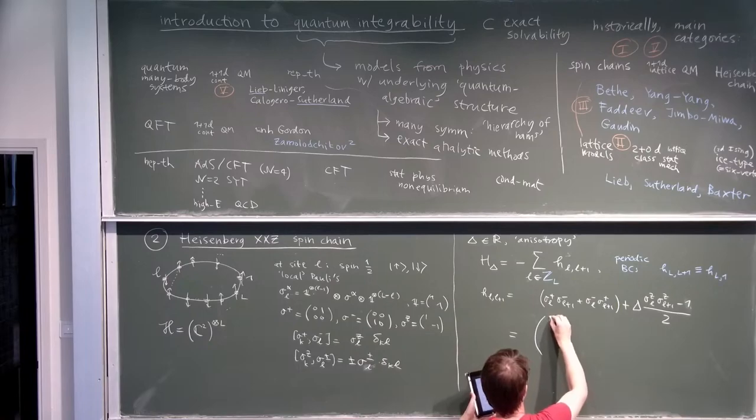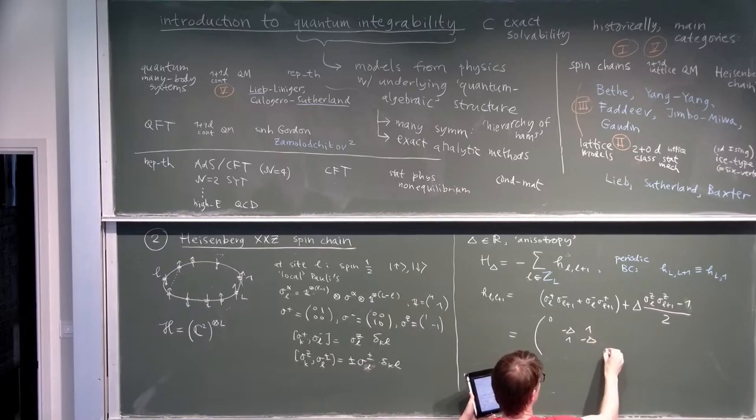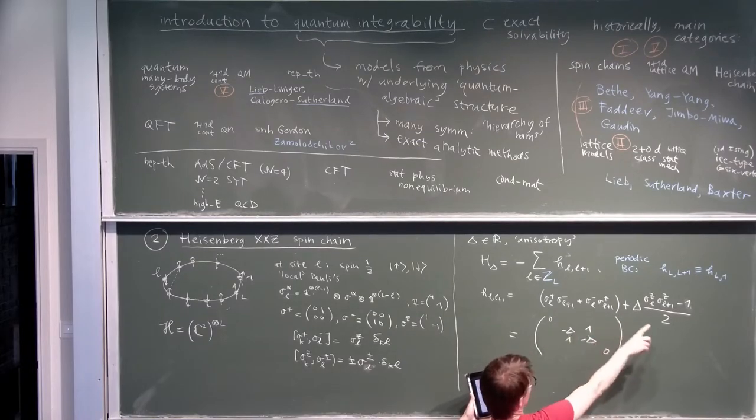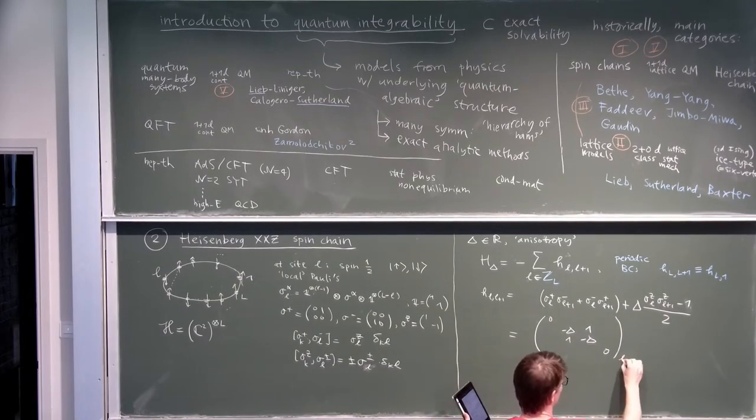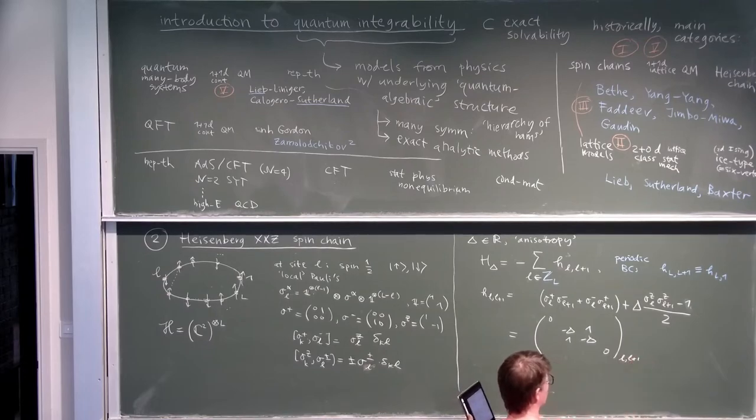So then it looks as follows. There's a 0, then minus delta, 1, 1, minus delta, and a 0. So it's block diagonal, and I subtracted the minus 1 there to set these two entries to 0. And then this is a 4x4 matrix. It acts at sites L, L plus 1.